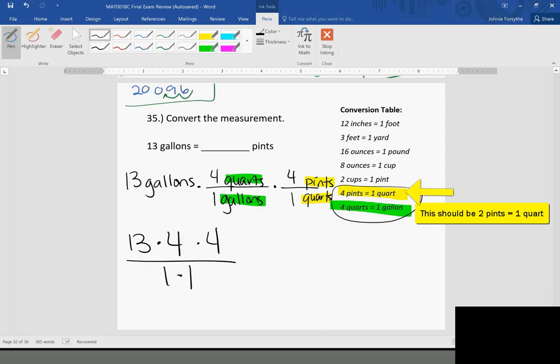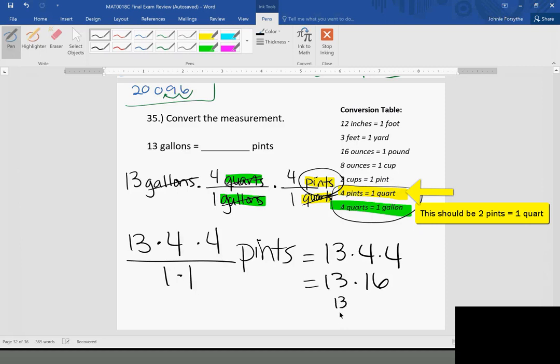And what units am I going to end up with? Well, gallons over gallons canceled out. Quarts over quarts canceled out. I'm left with pints, and that's what I wanted. So I need to do 13 times 4 times 4. And multiplication is commutative, so I can actually do 4 times 4, so that's going to be 13 times 16. And let's see what that would be. 13 times 16.